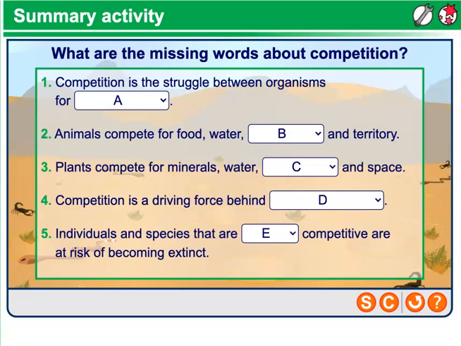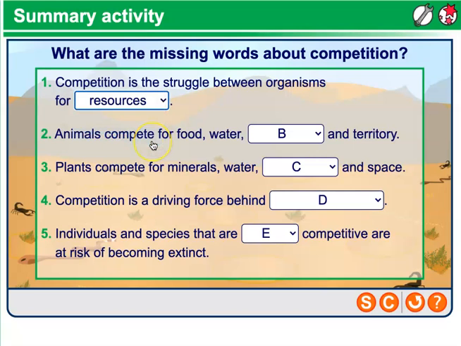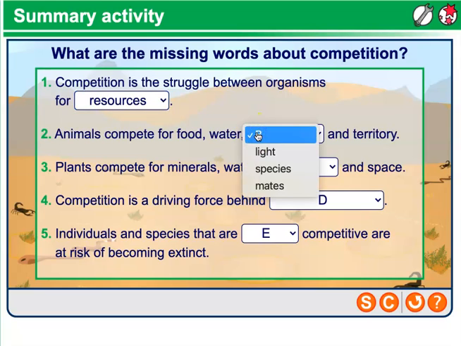So let's summarize this activity. Let's fill in the missing words about competition. Number 1, competition is the struggle between organisms for habitats or resources. They're competing for resources. Animals compete for food, water, and light, species, or mates, as well as territory.